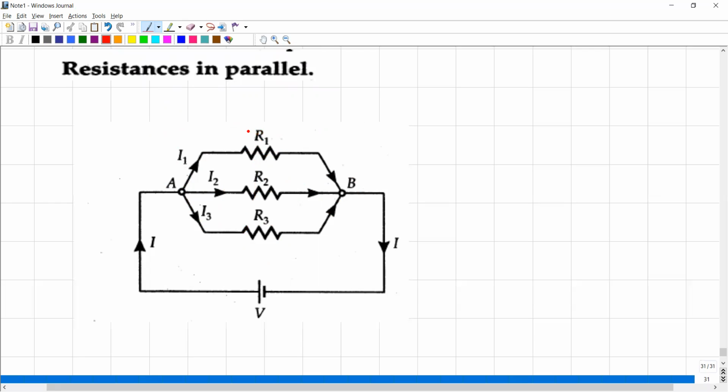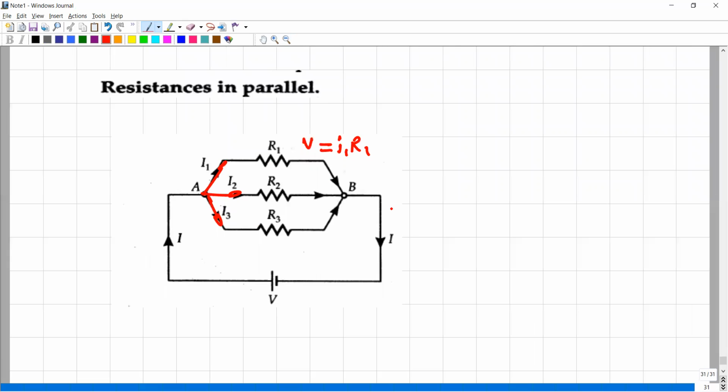So the potential drop would be the same, V, across them. Because the resistances are different, R1, R2, R3, the current that is going to flow in each will be different. So we can write V is equal to I1 R1, then I2 R2 and I3 R3. To find the equivalent resistance here, we will first look at the current. The current given by the cell is getting divided into these three, so you can say that the current I is equal to I1 plus I2 plus I3.